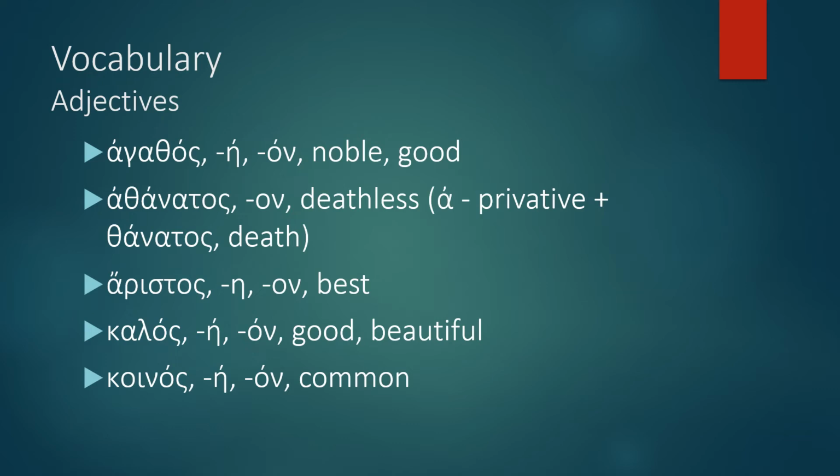Next, something a bit more interesting, athanatos, athanaton. Deathless. Notice how there are only two forms given. So with certain compound adjectives, and quite especially those which have an alpha privative, meaning you put an alpha at the beginning and it means not. Thanatos means death, but athanatos means deathless.